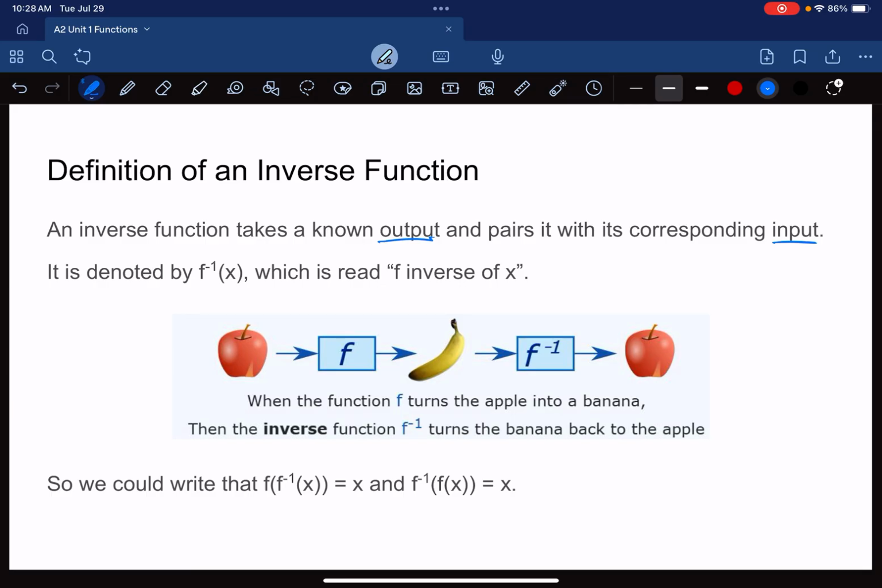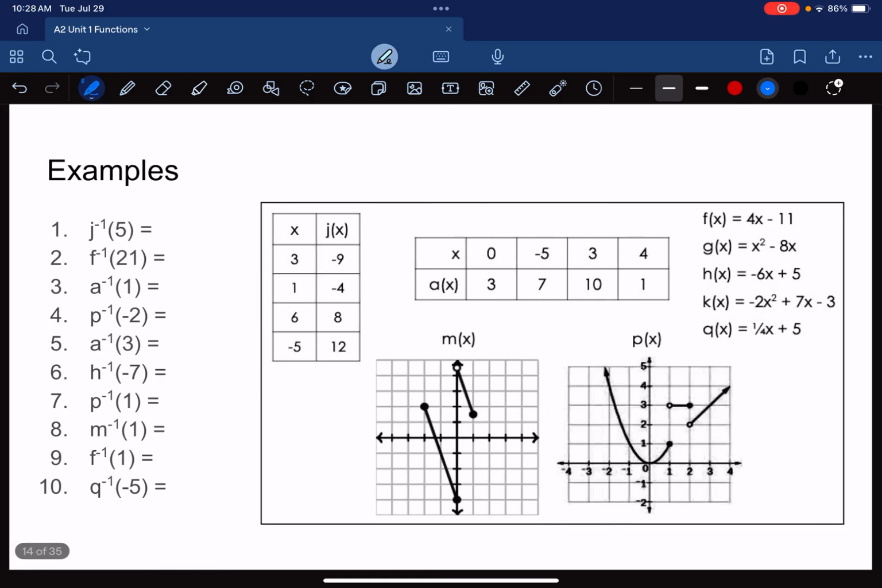And so that's kind of what's going on with inverses. So you could write that f of f inverse of x is just x. So f inverse is going to find the input, and the input's going to take us straight back to the output again. And so f inverse of f of x is also just x. So if you apply f inverse and f to a value, you just get the value back. Okay? So here's some examples for you.